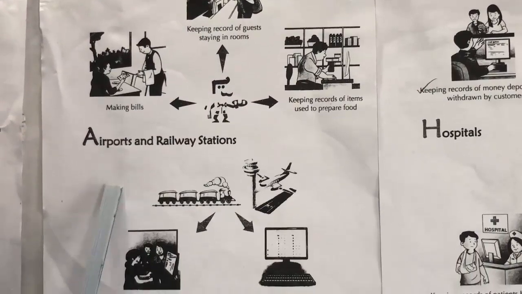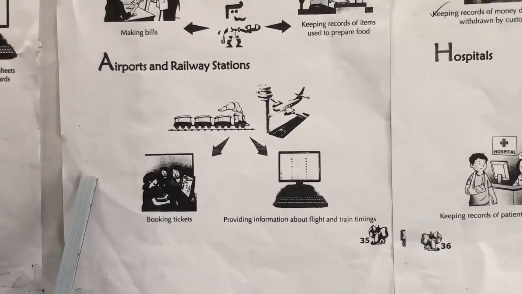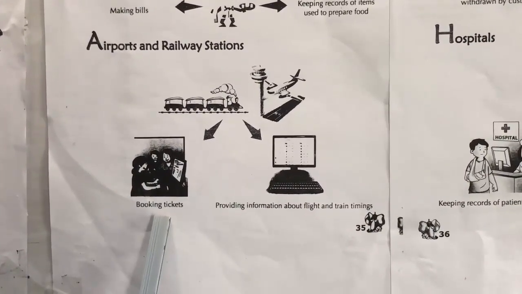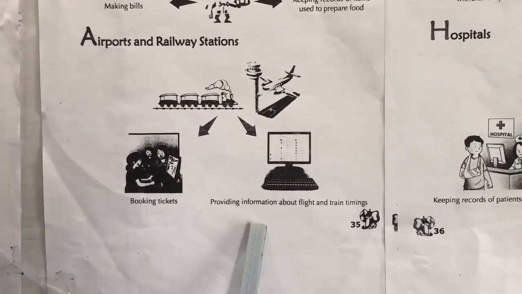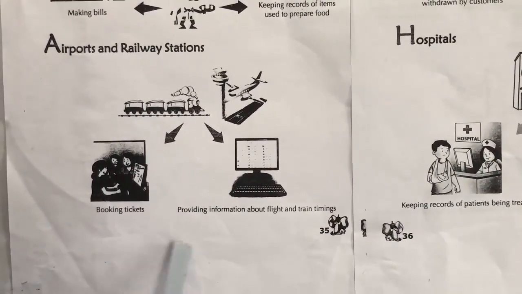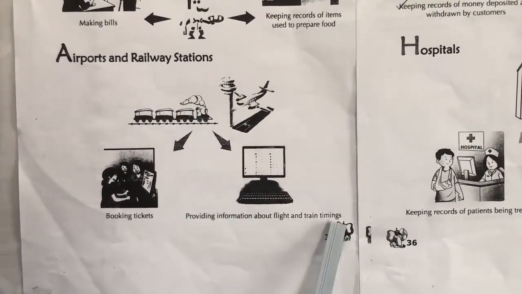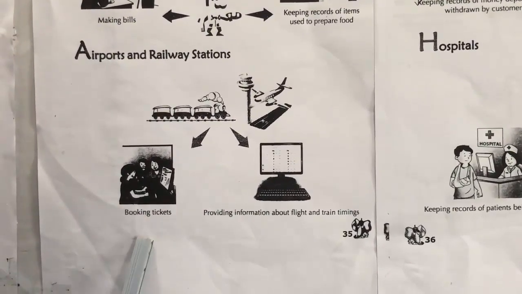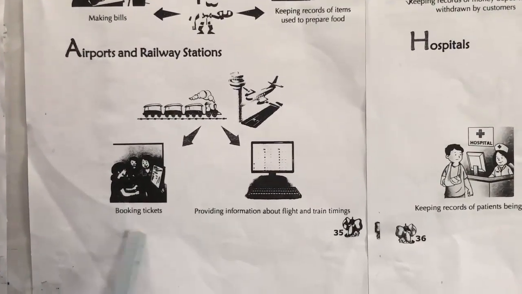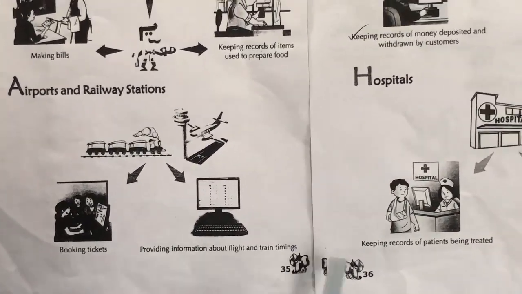So what do we do in the airport and railway stations with the help of the computer? Look at booking tickets. We use computer for booking tickets, providing information about flight and train timings. So we use computer in the airport and railway stations. Number 1 for booking tickets, and number 2 for providing information about flight and train timing.